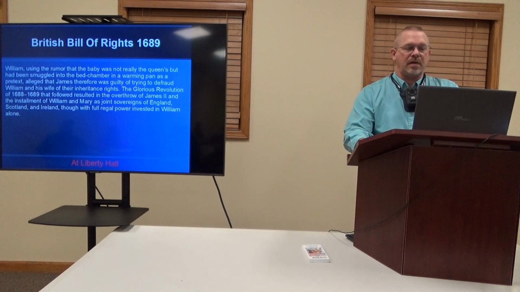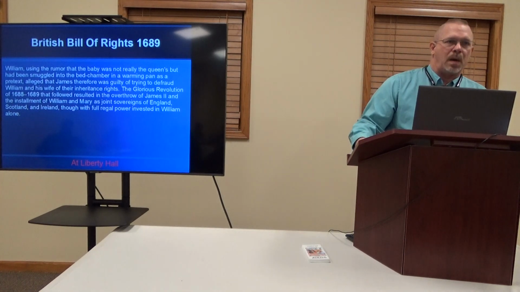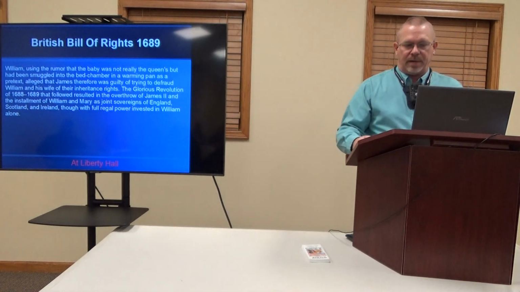of their inheritance rights. The Glorious Revolution of 1688 and 1689 that followed resulted in the overthrow of James II and the installment of William and Mary as the joint sovereigns of England. Remember, this is the only time we've had a joint sovereign king and queen. Scotland, Ireland, though with full regal power invested in William alone. So William had the regal power, but they were both king and queen.